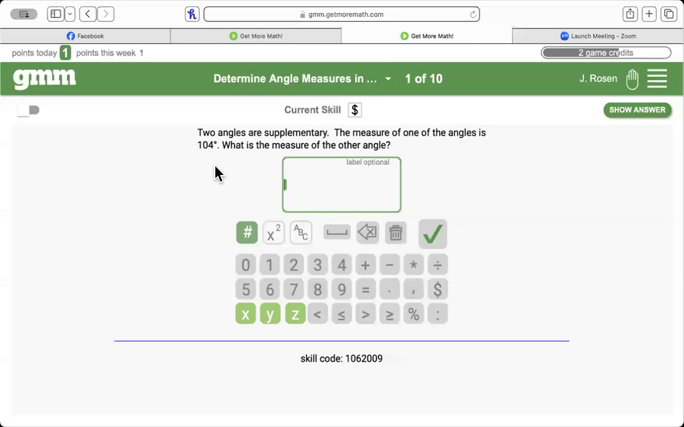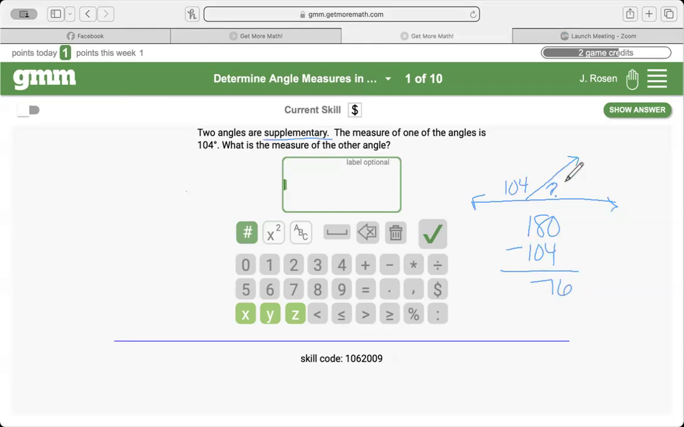Okay, then this one says two angles are supplementary. So we need to know what supplementary means. That means that they add up to be 180. So I can give a drawing here. And the measure of one of the angles is 104. What is the measure of the other angle? Again, supplementary means it adds up to 180, so we're going to do 180 minus 104, and that's going to get us our missing angle, which is 76. Okay, and again, we could just double check. 76 plus 104 is 180, so we know that that's right. So 76 is our answer.